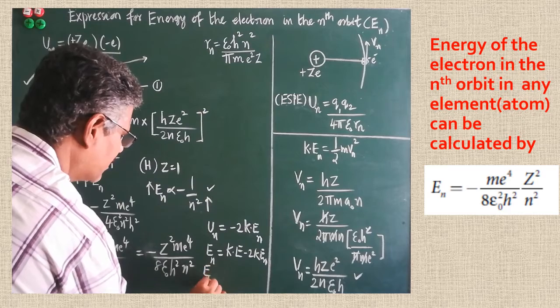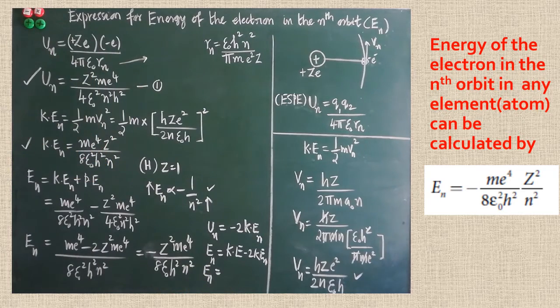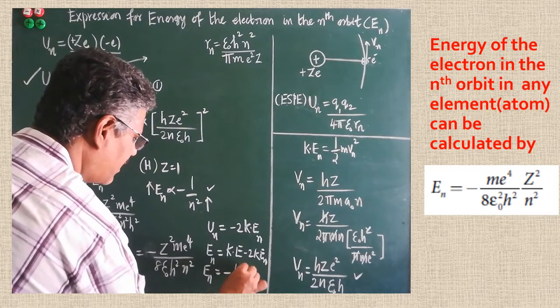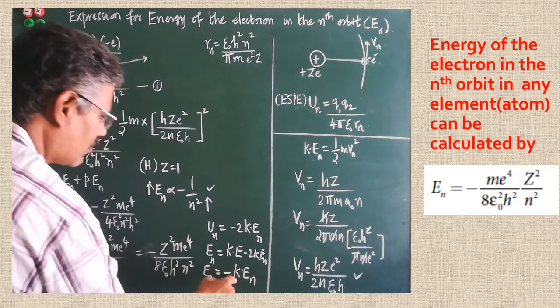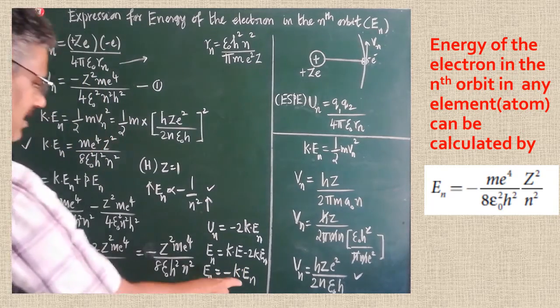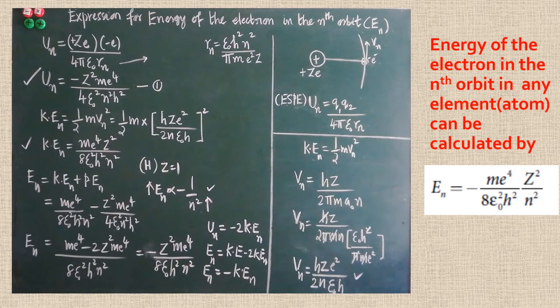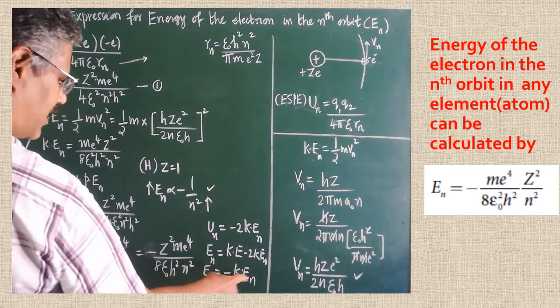So, En, the energy of the electron in any orbit, will be equal to how much? Minus of KEn. By merely calculating the kinetic energy of the electron in any orbit, straight away we can say the value of the energy of the electron in any orbit can be given. Are you clear? En is equal to minus of KEn.